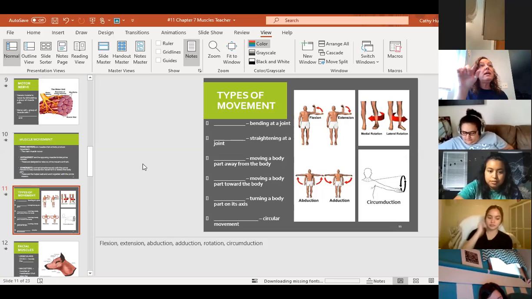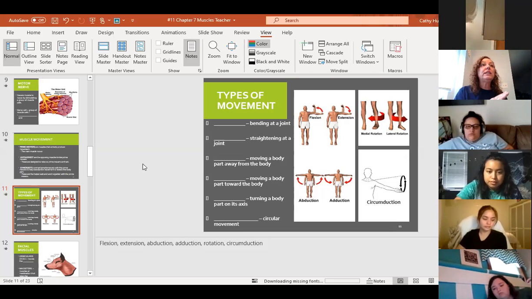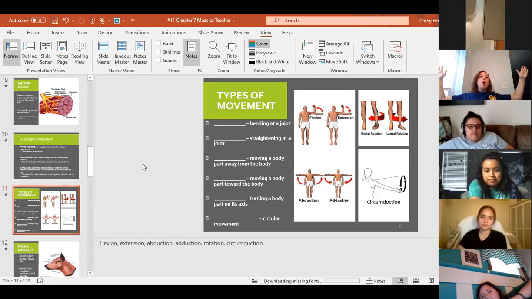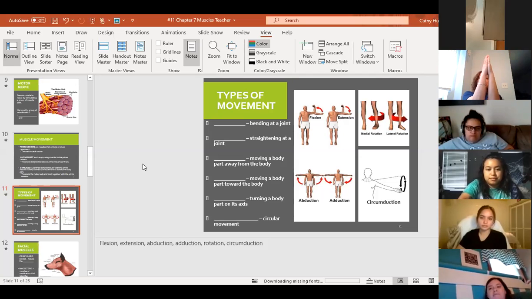When I abduct, remember, look at the letter B and the direction of the letter B in relation to the A. That tells you, is it away? Is it towards? Ab, away. So I'm going to abduct my arms right now. And then adduct, bam, flex, extend, abduct, adduct.